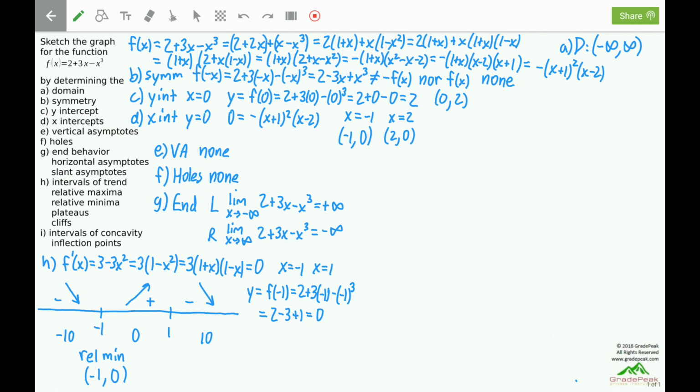Right at the critical number of x equals positive 1, we have the trend change from increasing to decreasing. That will make x equals 1 be a relative maximum. It has an x-coordinate of 1 and a corresponding y-coordinate, which can be found by plugging the x-coordinate back into the original function.